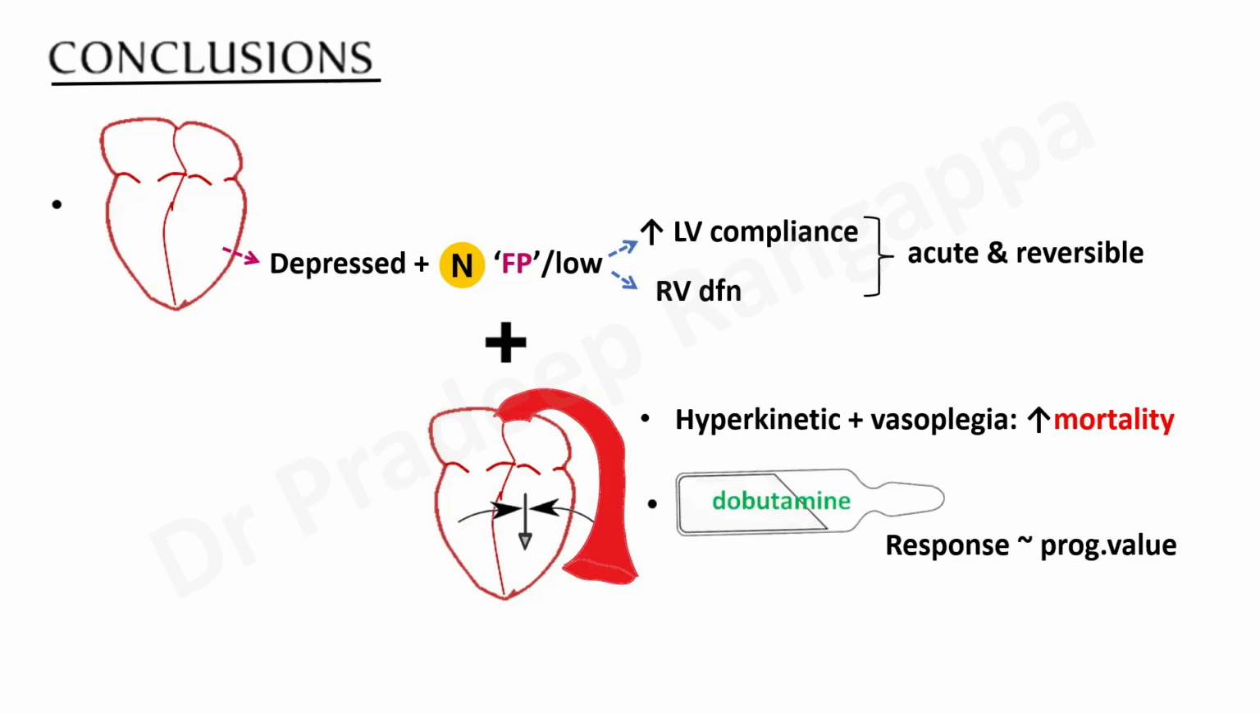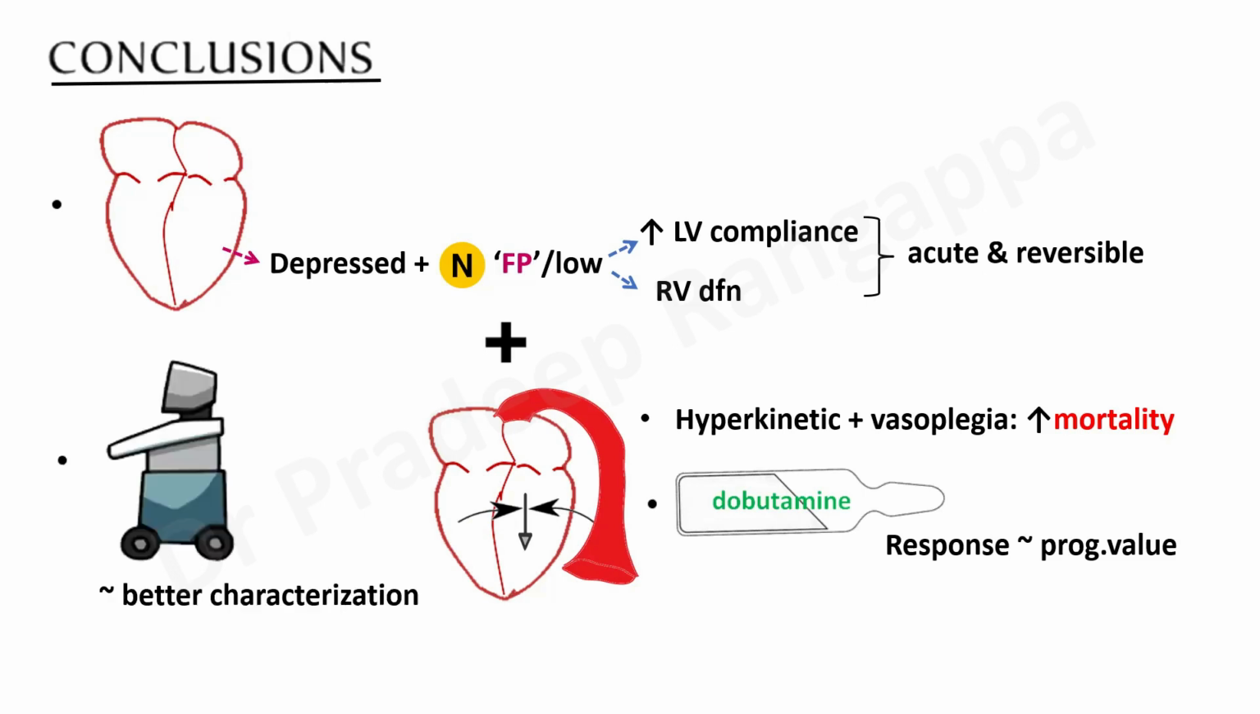And dobutamine response seems to have prognostic value. If you refer to the study by Kumar et al., if your LV stroke index increases by more than 8, so if there is a response to dobutamine, that may lead to a better outcome in these patients. And echo remains the tool for characterizing these patients with septic cardiomyopathy. So this would be the conclusion.